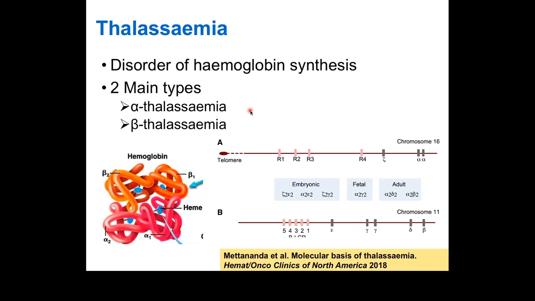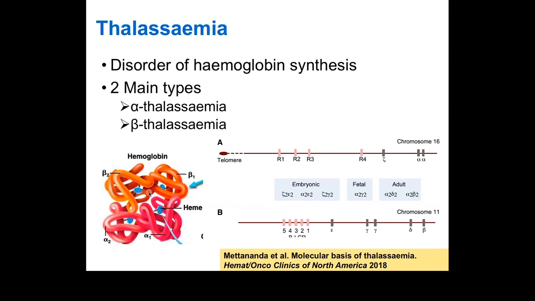Adult human hemoglobin is hemoglobin A, which is composed of 2 alpha globin chains and 2 beta globin chains. It's a tetramer of 2 alpha and 2 beta globin chains, as you can see in this picture. Alpha globin gene is located in chromosome 16, whereas the beta globin gene is located in chromosome 11.